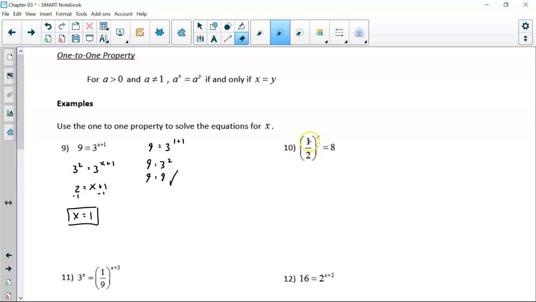1/2 to the x equals 8. Now, I can rewrite both of these. 1/2 is the same as 2 to the negative first raised to the x power. And 8 is the same as 2 to the third. To rewrite using my exponent rules, power to a power we multiply. So it's 2 to the negative x equals 2 to the third. Now that the bases are equal, the exponents are equal. Negative x equals 3. Divide both sides by negative 1. X equals negative 3.